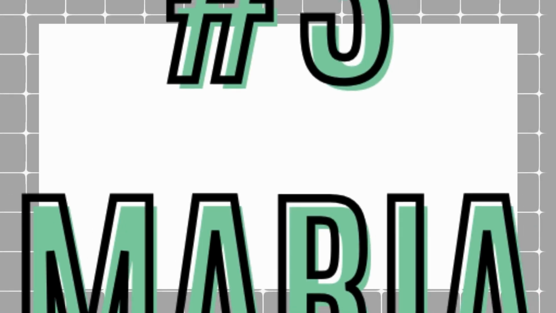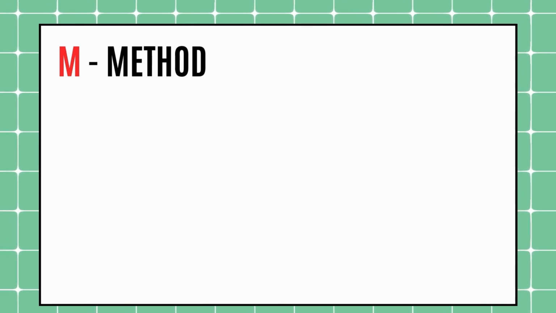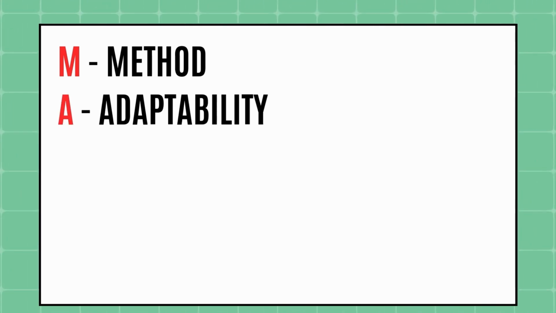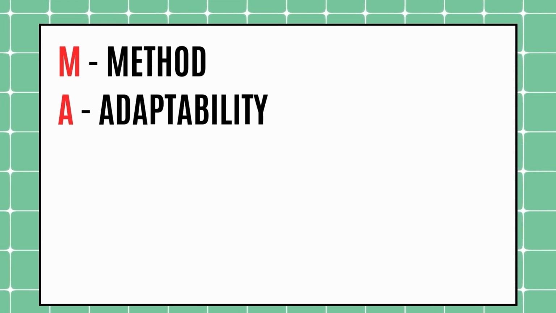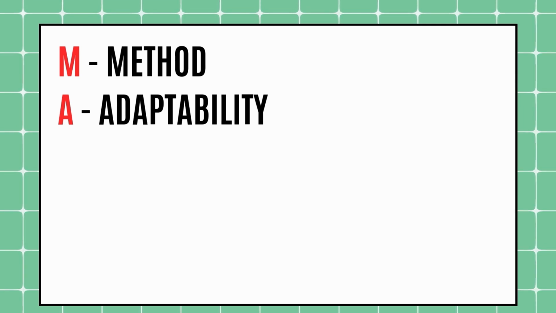You can use the MARIA test to decide whether the bookshelf is a fixture or not. M, method. What method is used to attach the bookshelf to the house? A, adaptability. Adaptability refers to how personal property has evolved into the house. If personal property has become an integral part of the house, it is a fixture that cannot be removed.